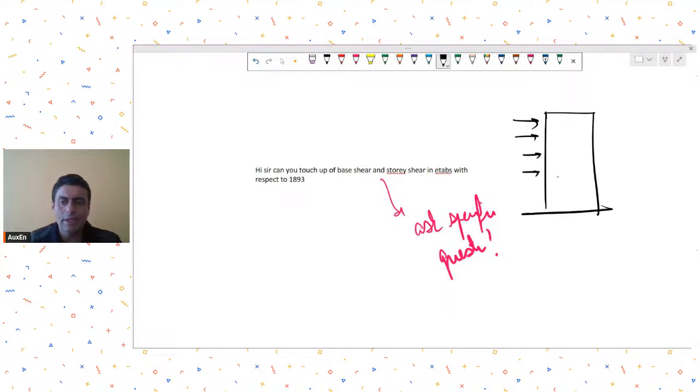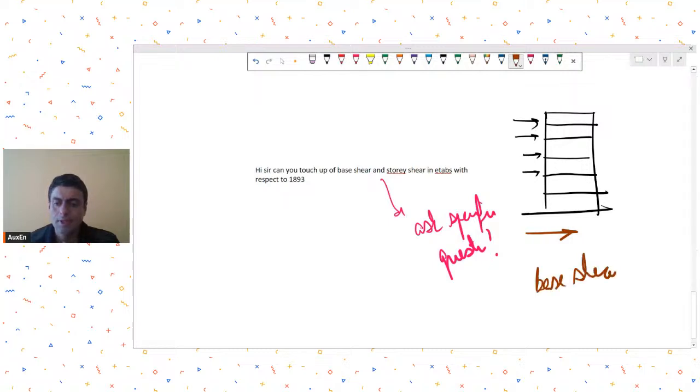So basically, earthquake is an inertial force. There is no actual force acting as such. It's a pseudo force that we assume. So the total inertial force is the base shear. Base shear is the total inertial force that the structure will experience because it is unable to move with the earth, or it is offering resistance. It's not moving with the earth, it is offering resistance. So base shear is the total inertial force.